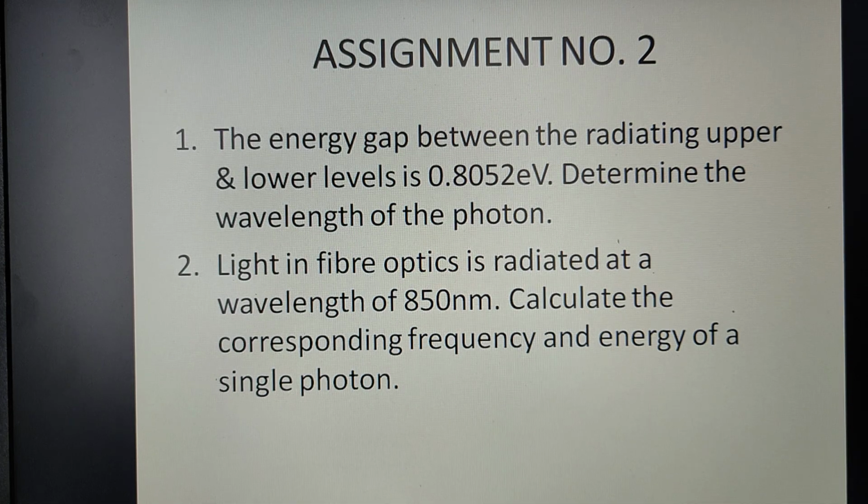This is another assignment I'm going to give you. The energy gap between the radiating upper and lower levels is 0.8052 eV. Now see, this is given in eV, so you will have to convert it into joules and continue with the problem. Light in fiber optics is radiated at a wavelength of 850 nanometers, that is 10 to the power minus 9. Calculate the corresponding frequency and energy of the single photon.